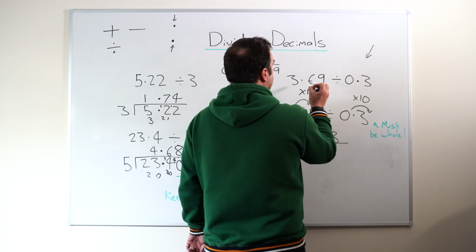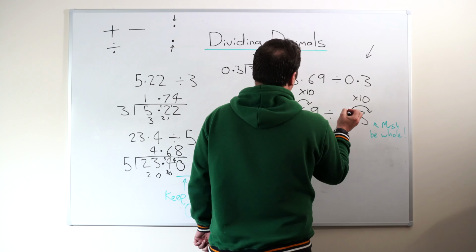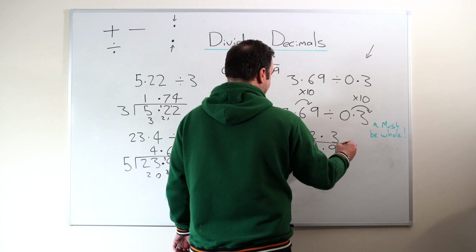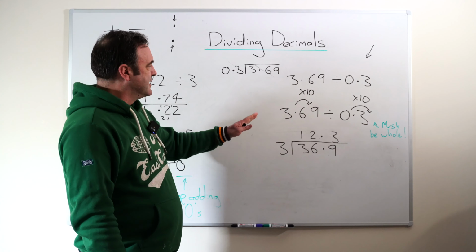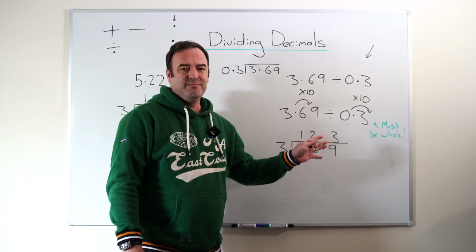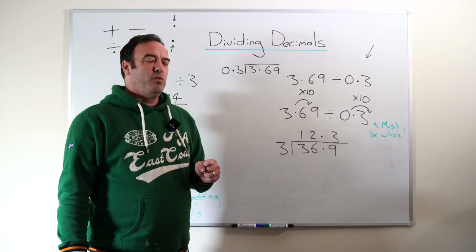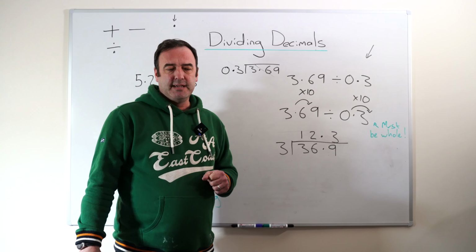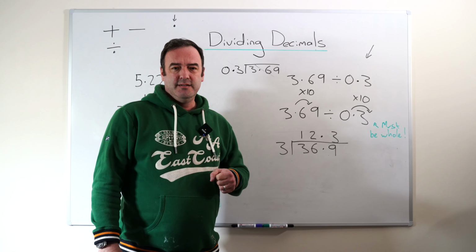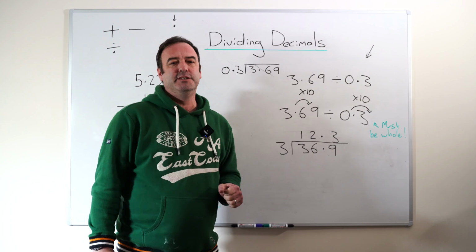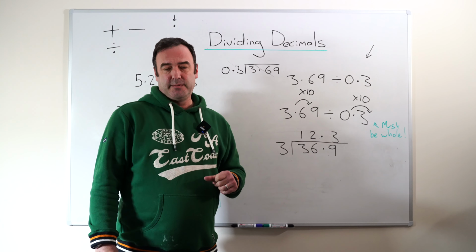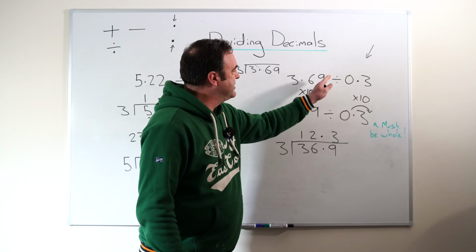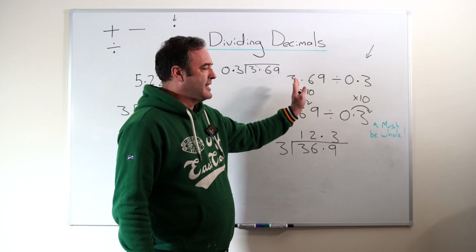So instead of 3.69 divided by 0.3, we end up with 36.9 divided by 3. That we can put into a bus stop. The reason why that works is because division is a proportionate thing. If we think about it, what's 100 divided by 10? It's 10. Let's multiply both sides by 10. What's 1,000 divided by 100? The answer is still 10 because the proportion hasn't changed. What's 10,000 divided by 1,000? It's 10. So that illustrates why this works, as long as we do the same to both sides and we multiply by 10, 100, 1000.